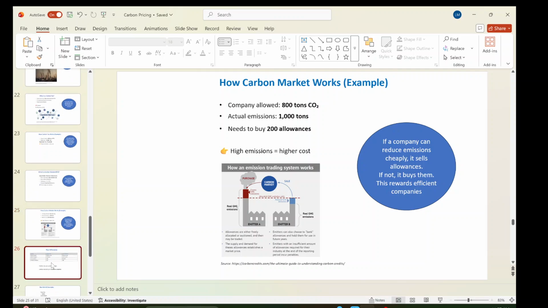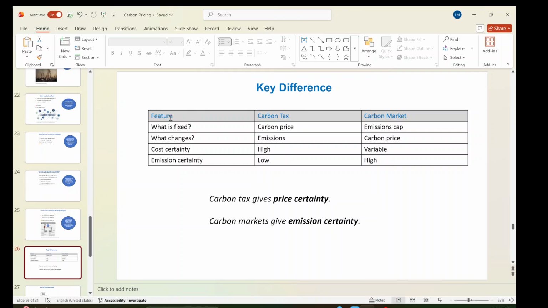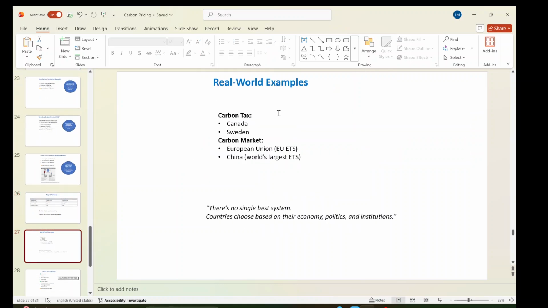So the key difference is that carbon tax has a fixed price, and emissions change. With the carbon market there is a cap, and the carbon price is variable because it's like a market, so cost certainty is low. Emission certainty is low with carbon tax and high with carbon market. So carbon tax gives price certainty. Carbon market gives emission certainty. This is the difference between these two. As real world examples, carbon tax is used by Canada and Sweden, and carbon markets by the European Union and China.